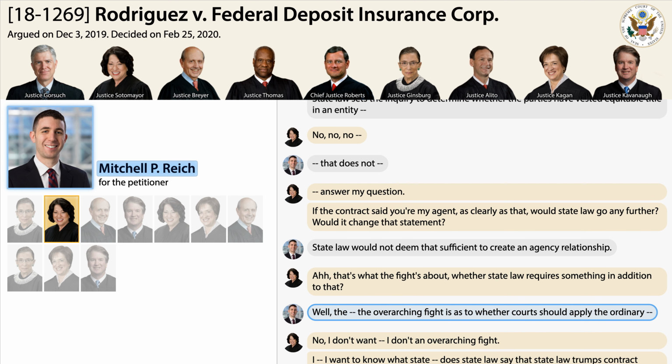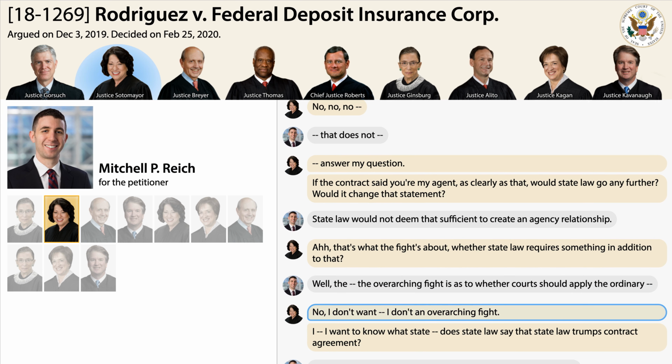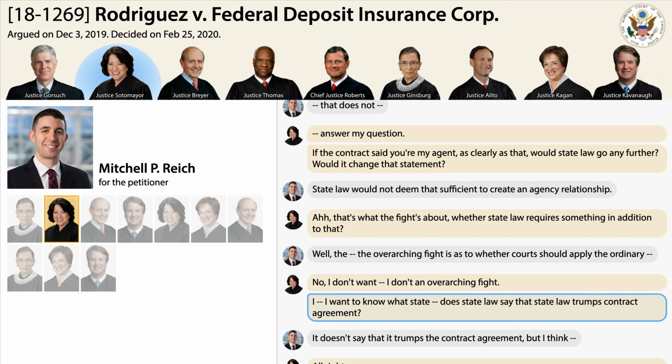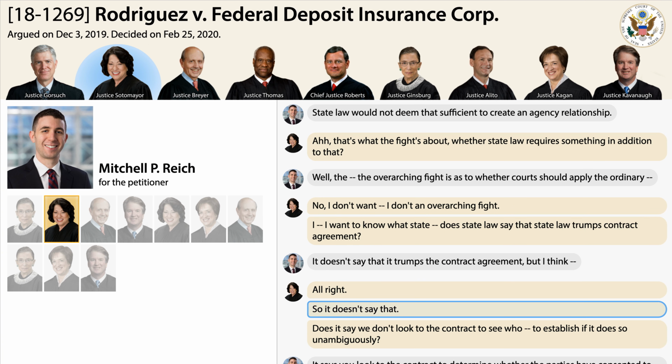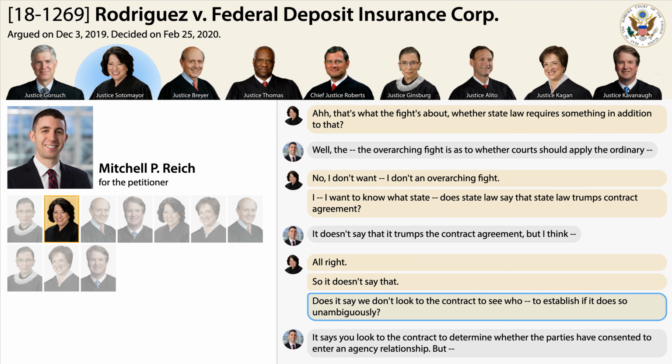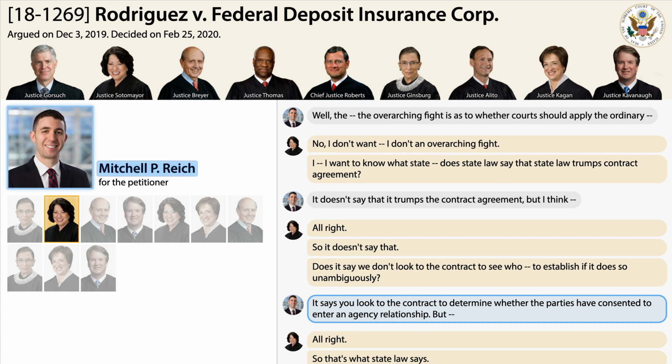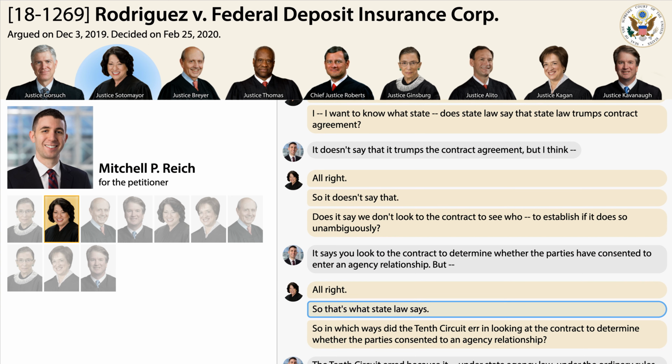Well, the overarching fight is as to whether courts should apply the... No, I don't want an overarching fight. I want to know, does state law say that state law trumps contract agreement? It doesn't say that it trumps the contract agreement. All right, so it doesn't say that. Does it say we don't look to the contract to establish if it does so unambiguously? It says you look to the contract to determine whether the parties have consented to enter an agency relationship. But all right, so that's what state law says.